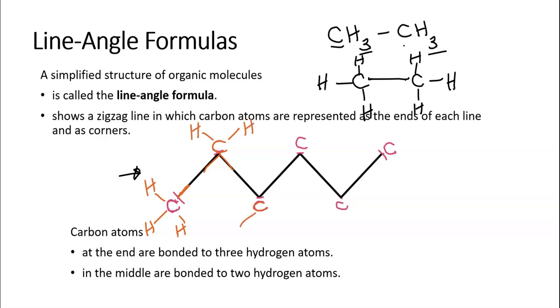The same here and same here and same here. Actually, it's different. It's CH3 here because it has only one bond. So to make it four, we need to place three hydrogen atoms. So this is how you need to visualize when you see a line angle formula. And if you are given an expanded structural formula or a condensed structural formula, you should be able to convert it into a line angle formula too.